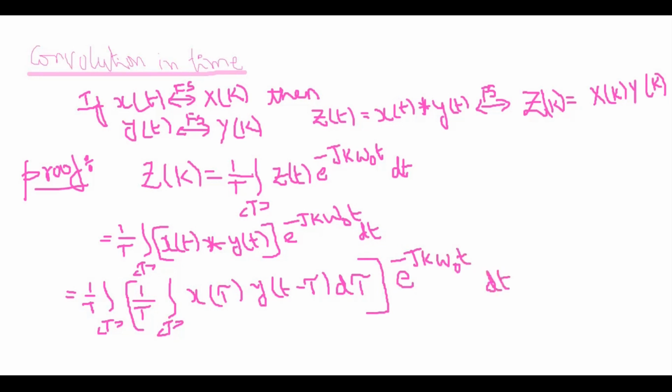Okay, my dear students. Now bring all the tau terms and the t terms separately. So 1 by T, the integral over T of x of tau d tau. Another integral I am using here, 1 by T, the integral over T of y of t minus tau.